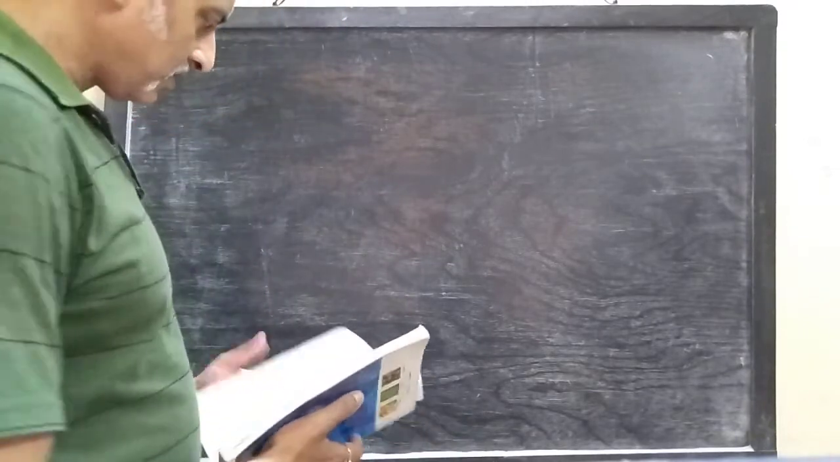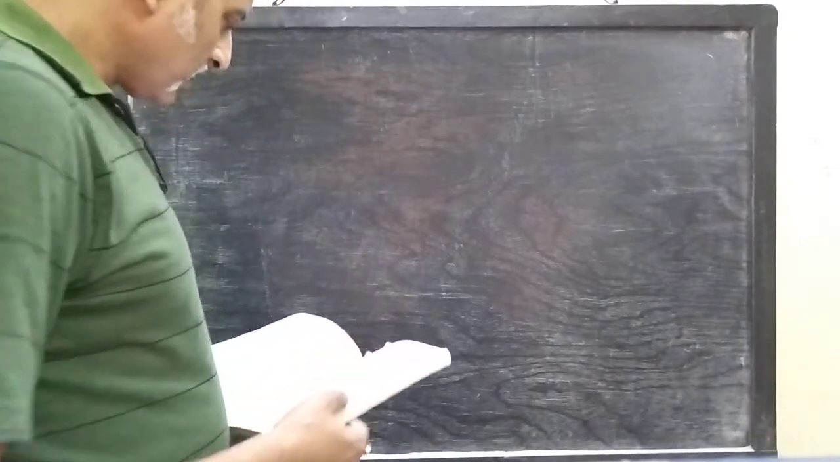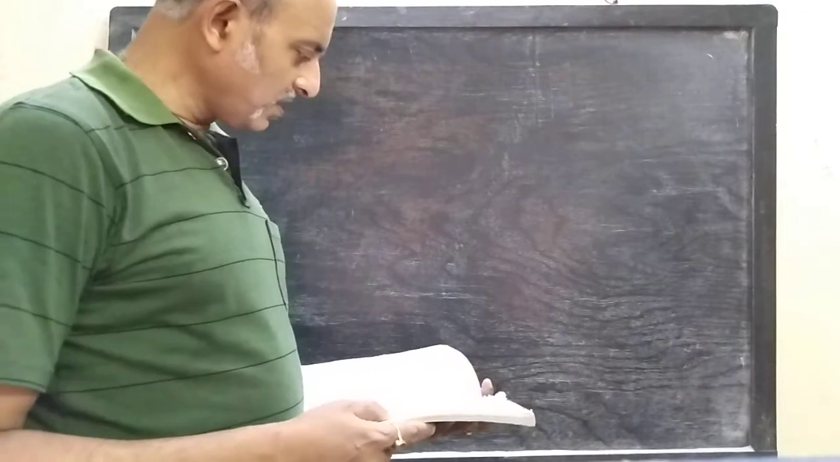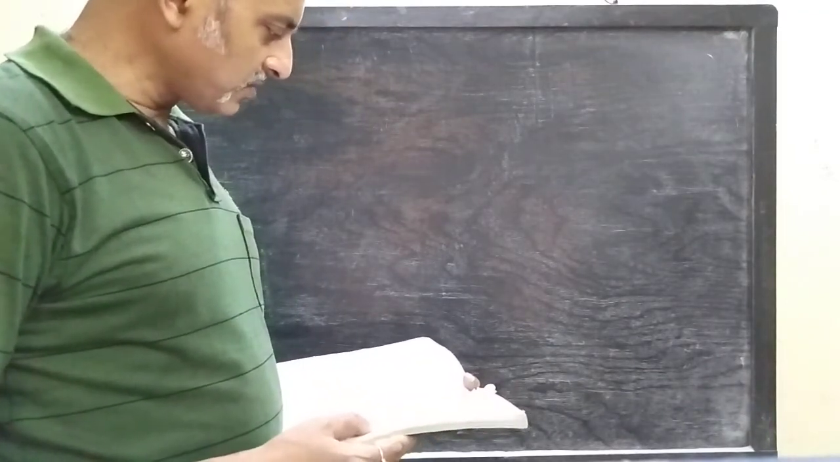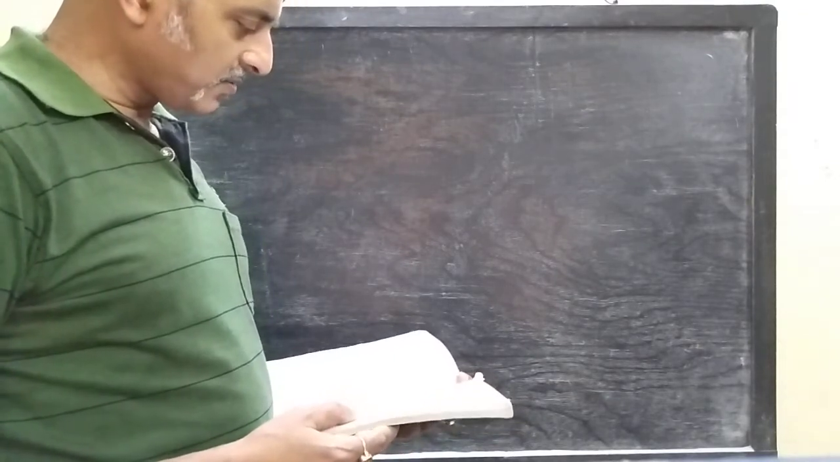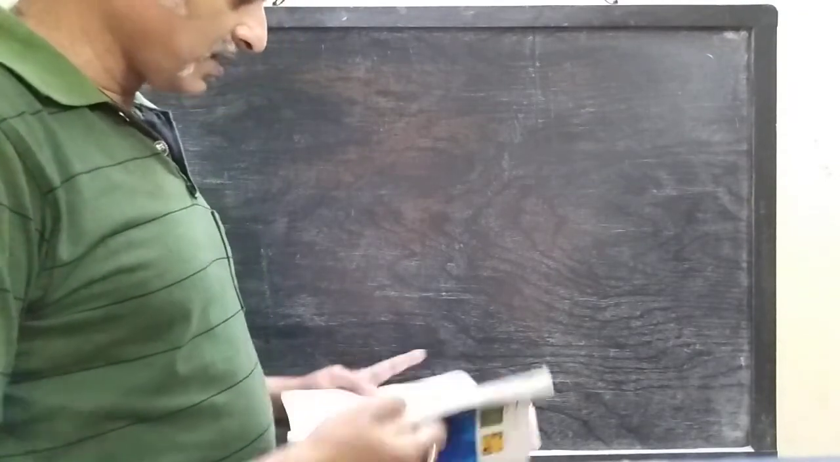Now let us start with this problem. The coordinates of one vertex of an equilateral triangle are (2, 3) and the equation of its opposite side is x + y = 2. Find the equation of the other sides.